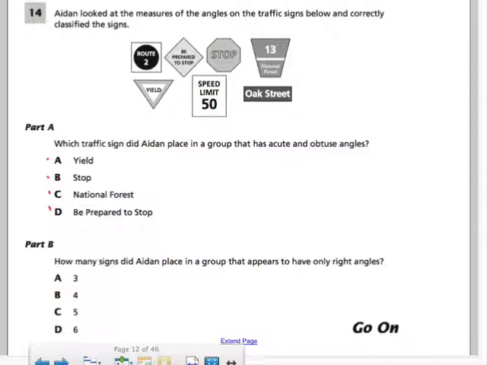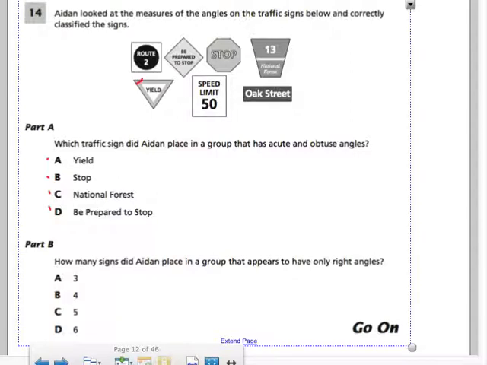Let's go down the list together. Raise your hand if you want to tell me either yes or no. So we've got the yield sign. Does that have acute and obtuse angles? Ian? Yes. Okay. Where are the acute angles? There's one, there's one, and there's one. Where are the obtuse angles? There are none. All those angles are narrow. They're all like that, or like that. They're not wide open angles. So you wouldn't say yes for that one.